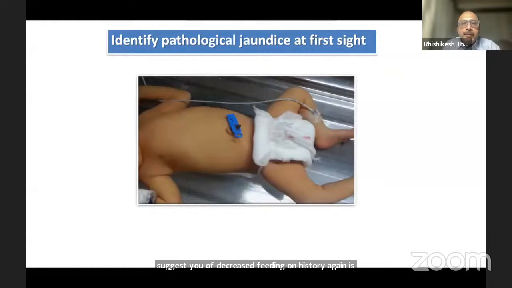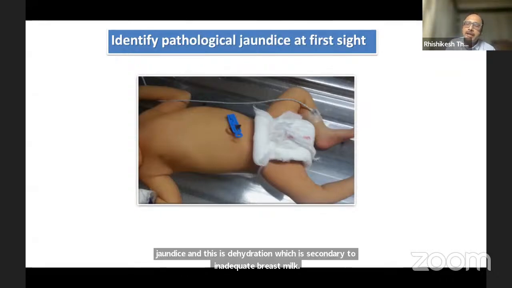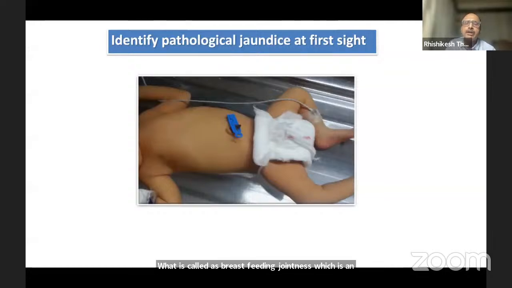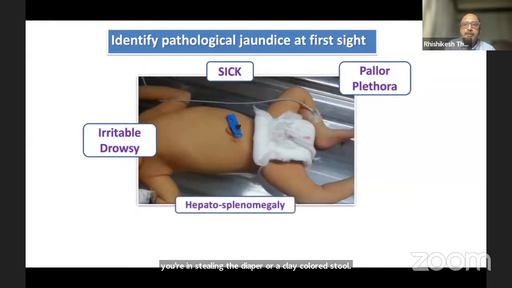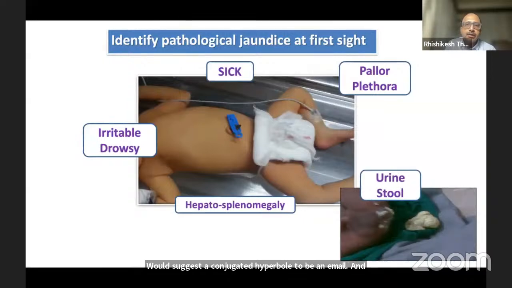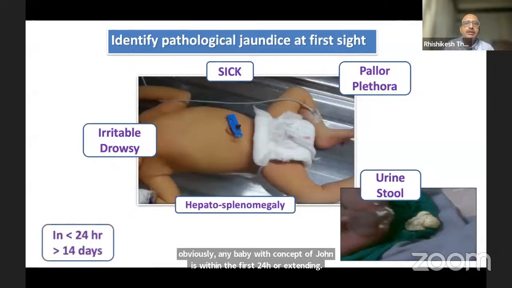And most importantly, every baby with jaundice must be interpreted with the weight, simply because any weight loss of more than 10% will tell you that this is non-physiological jaundice, and this is dehydration, which is secondary to inadequate breast milk, what is called breastfeeding jaundice, which is an early onset jaundice, which is the commonest cause today of jaundice that you and I would be seeing. And lastly, no baby with jaundice should have the color of the urine or stool not being looked at, simply because a high colored urine staining the diaper or a clay colored stool would suggest a conjugated hyperbilirubinemia. And obviously, any baby with onset of jaundice within the first 24 hours or extending beyond 14 days of life would be taken as pathological unless proved otherwise.